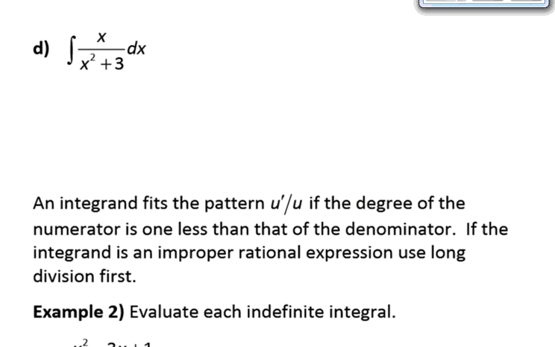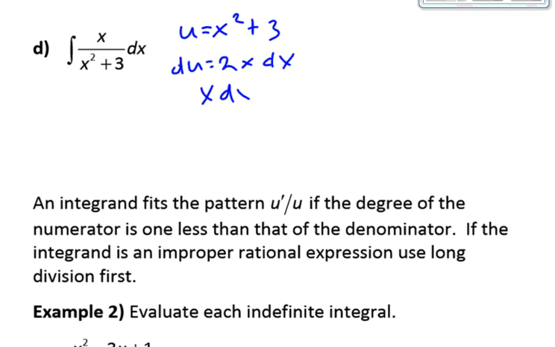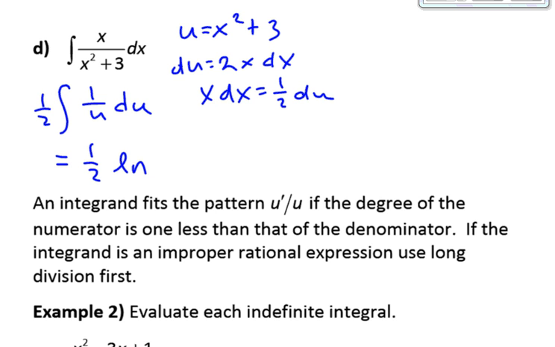Okay, and just one other example here. So let's think about it before we write it down. If u was x squared plus 3, du is 2x, which is a form of our numerator, so we're good with that. So let's do that problem. Then we have a 1/2 that we can pull out, and then a 1 over u du. So this would be 1/2 times the natural log of x squared plus 3 plus c.